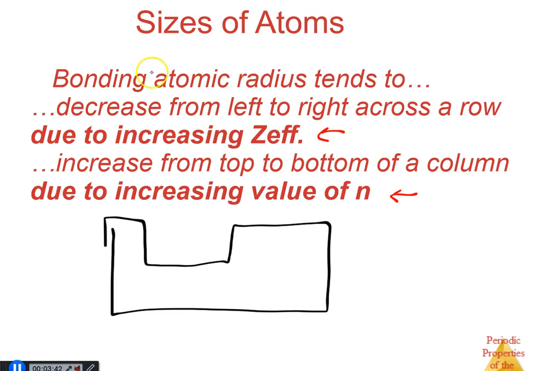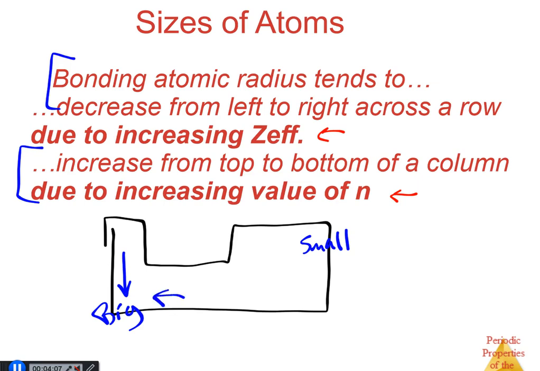So, based on these two sentences, where are the biggest atoms on the periodic table? The bottom left, right? We all right with that? You have to be able to explain why these are bigger, or why it's smaller this way. You need to be able to defend every single piece.